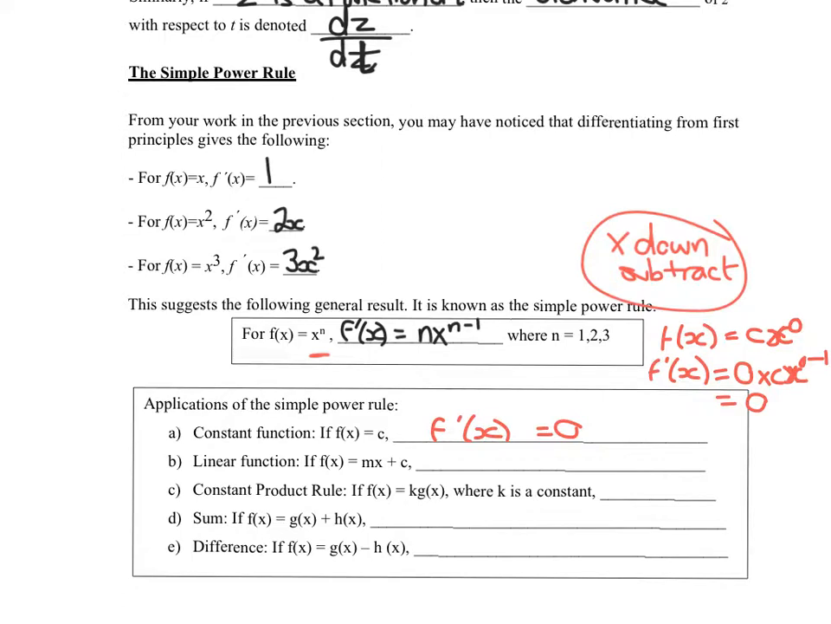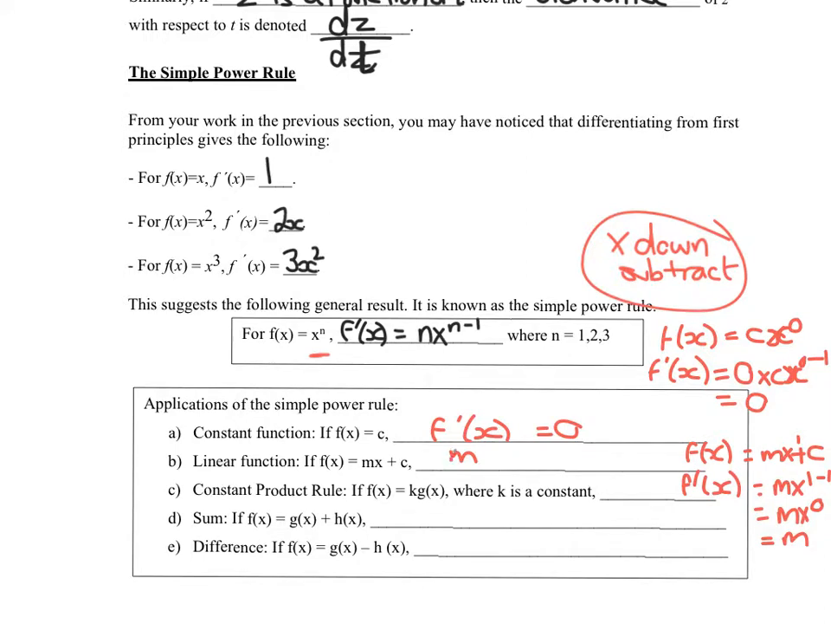Now we can do similar things for the rest. So if f of x equals mx plus c, well, we know the derivative of c is 0. x is really x to the 1, so f dash of x would be 1 times mx to the 1 take 1, which equals mx to the 0 which just equals m.